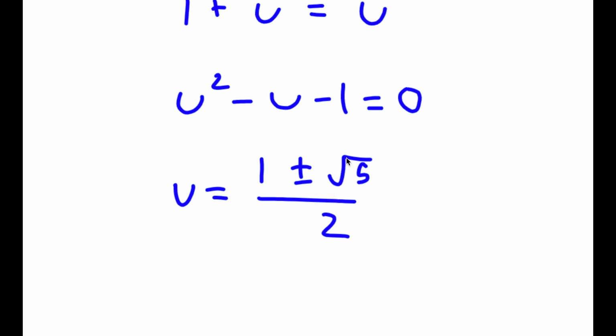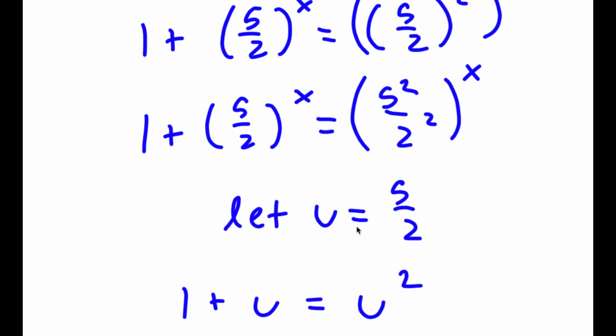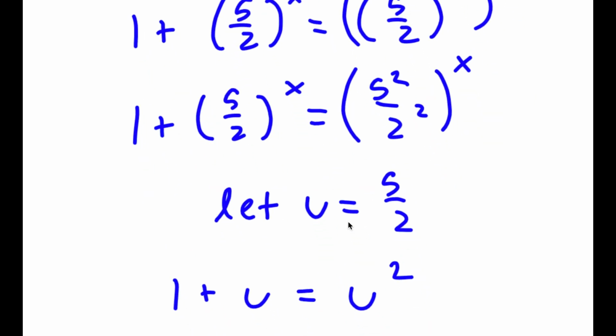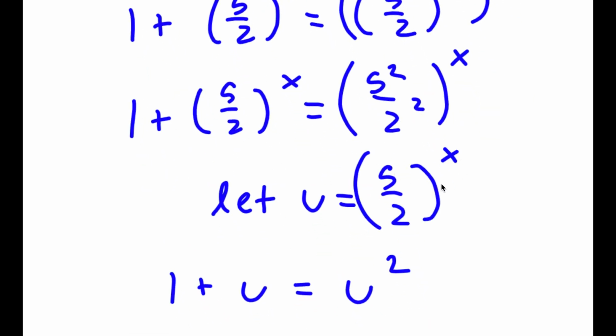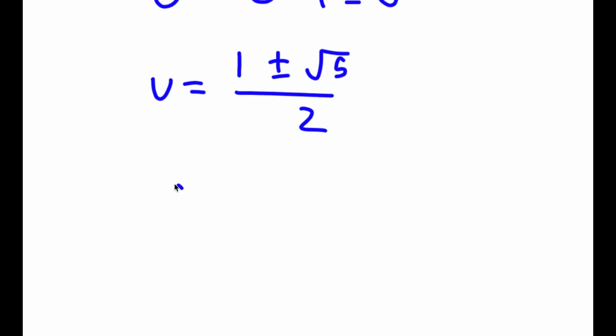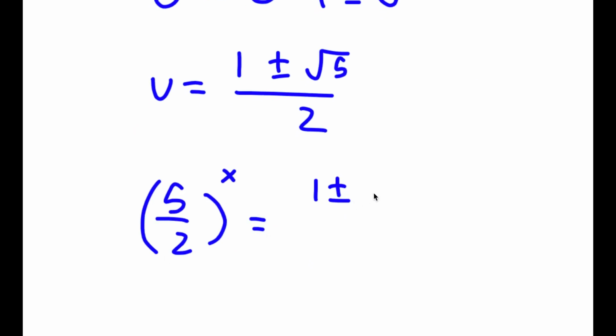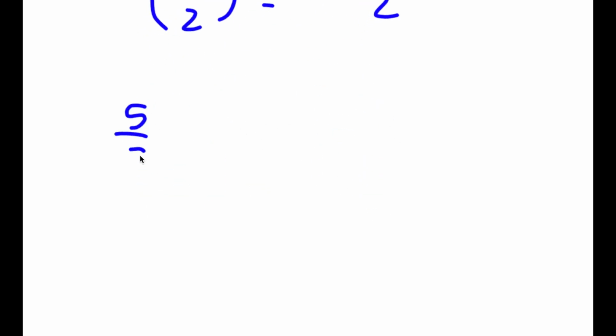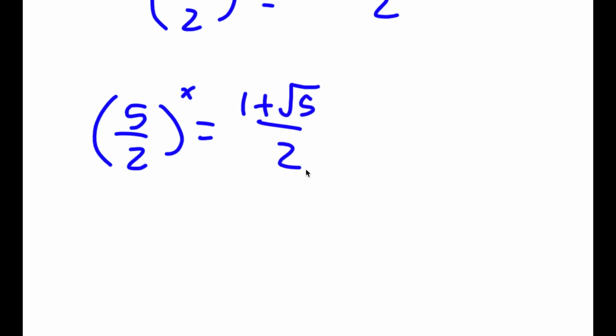So now remember how we said u is equal to 5 over 2 to the power of x. So this means that 5 over 2 to the power of x is equal to 1 plus or minus the square root of 5, over 2. So this gives me two equations. 5 over 2 to the power of x is equal to 1 plus the square root of 5, over 2.